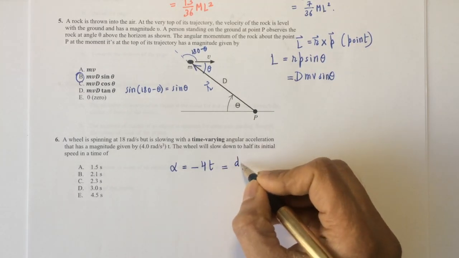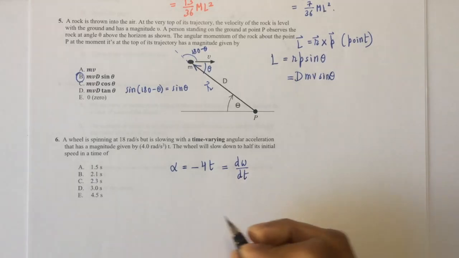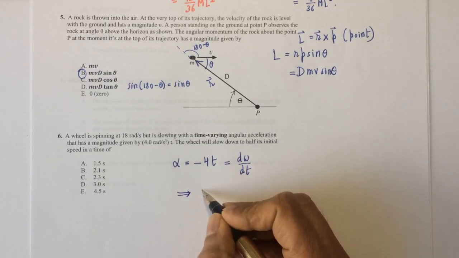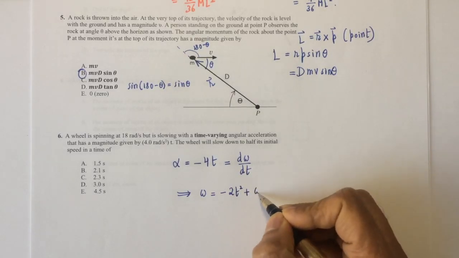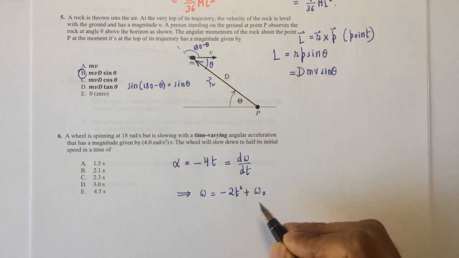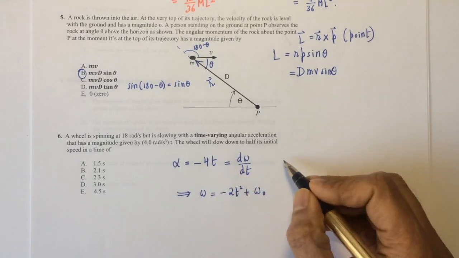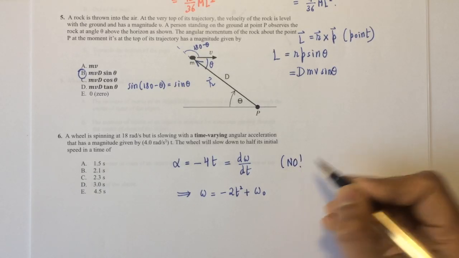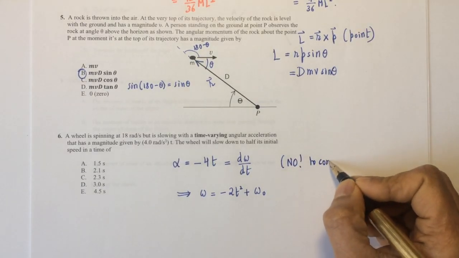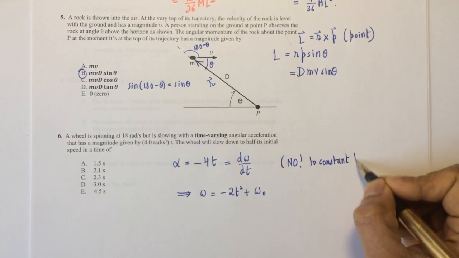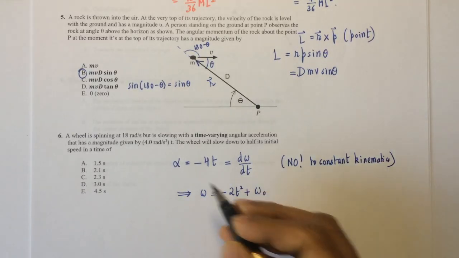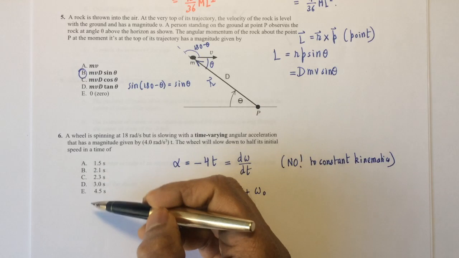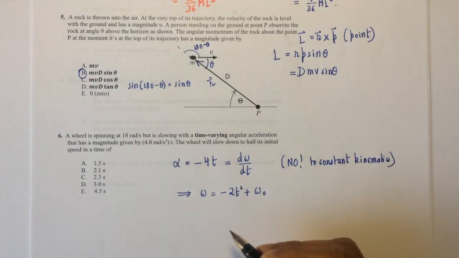And alpha, by definition, is the rate of change of omega. So from this, you can integrate to find out omega. It's going to be minus 2t squared plus the initial value omega naught, which is the constant of integration. Now it's very important not to use the constant kinematical equations. So I'll write here no to constant kinematics, because this is not a constant acceleration. So that's one of the big cautions. And I'm sure if you use constant kinematics, you'll find one of the decoy answers over there.